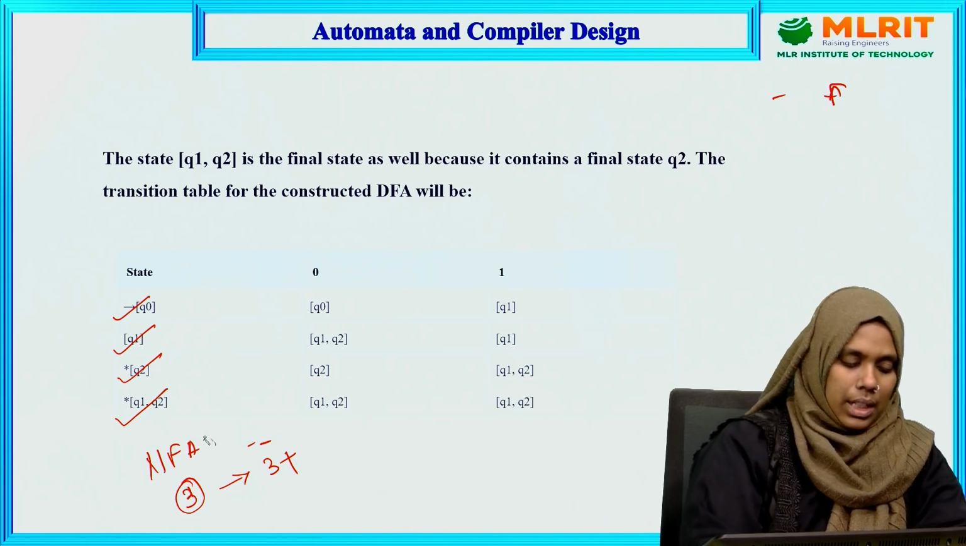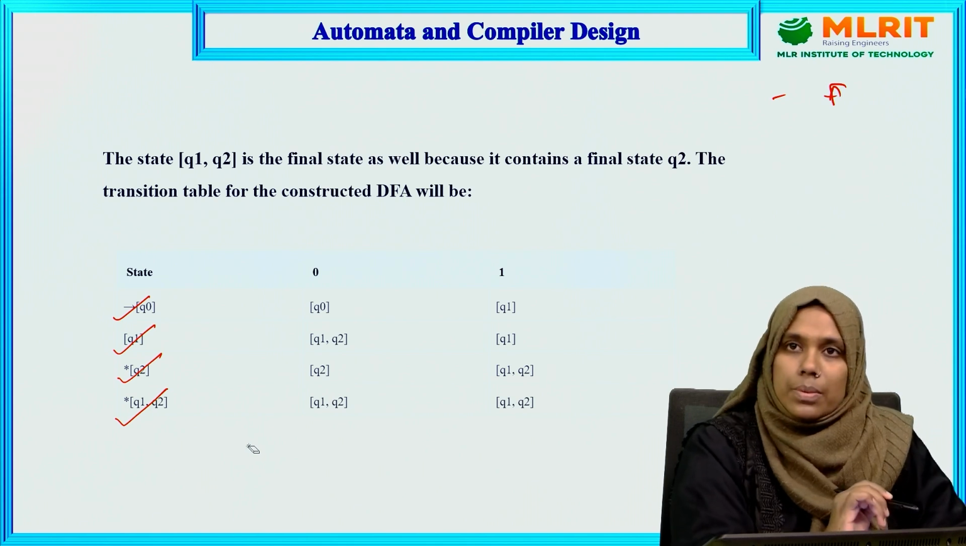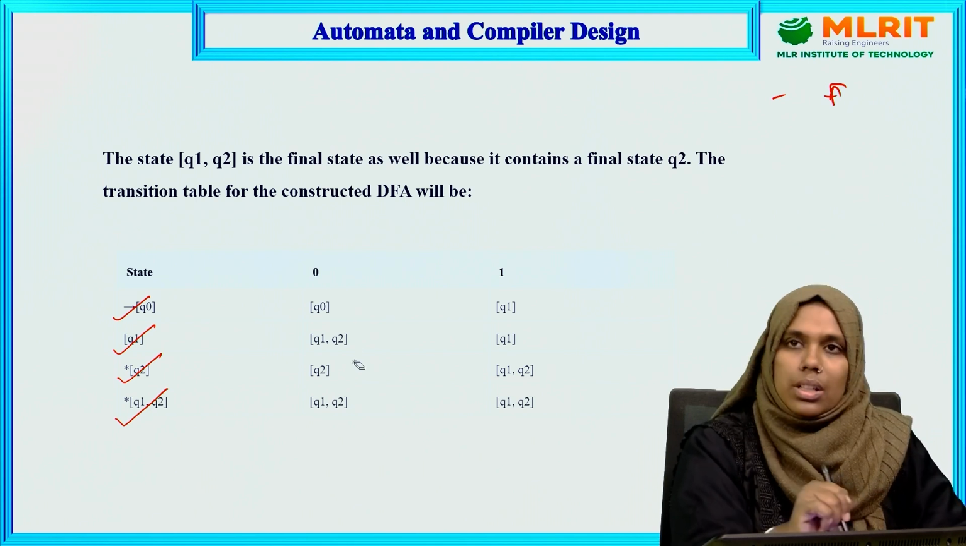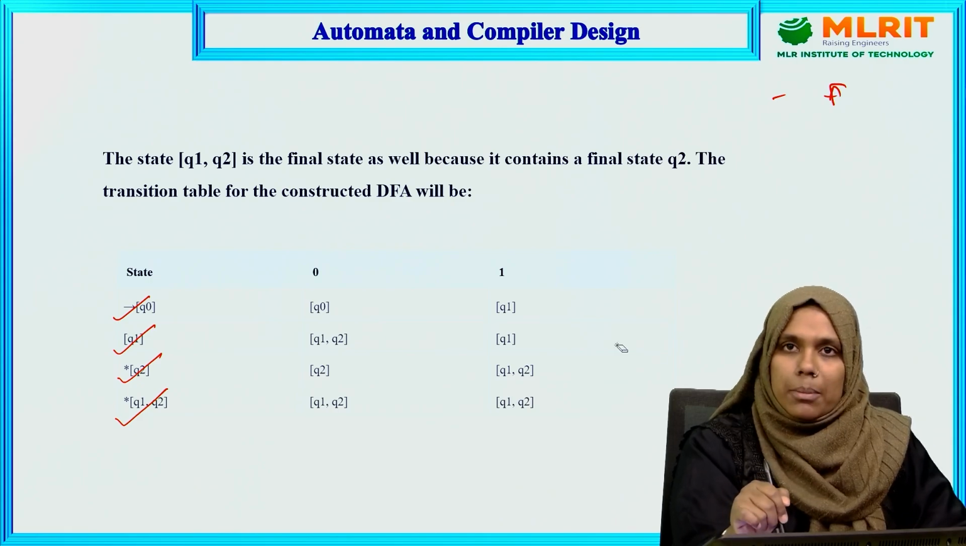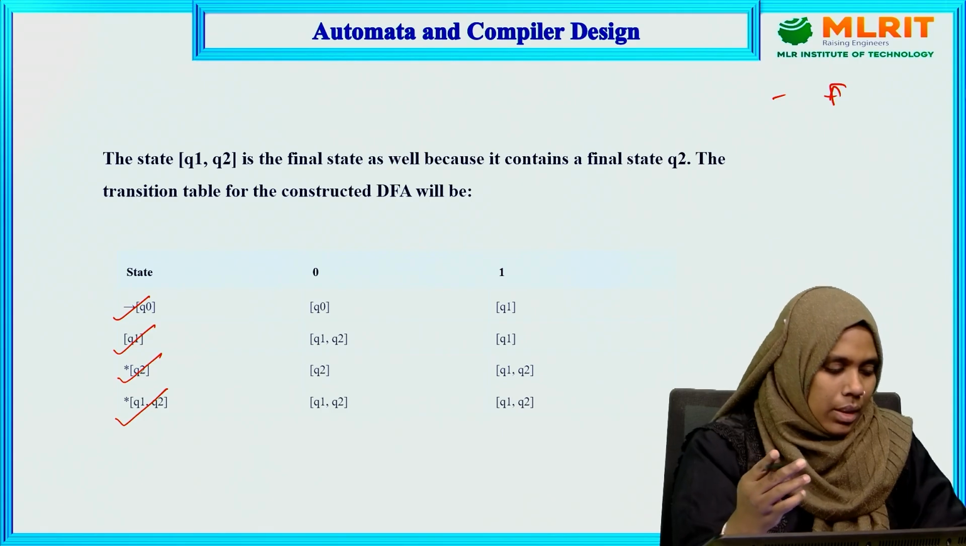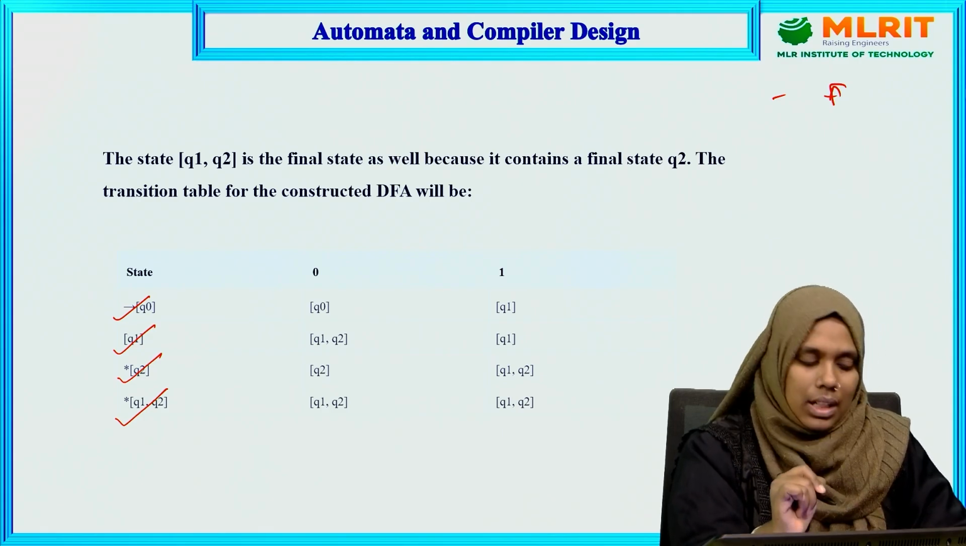So you can see here how many states we are having now. We are having 4 states. So for the 4 states, whatever transitions you got, write them in the form of a table. This table is known as the transition table. Now this table we have to convert into the form of a transition diagram.